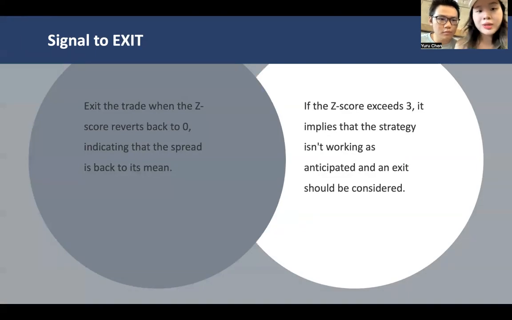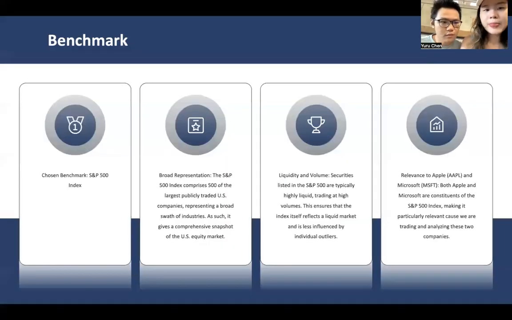So what about the signal to exit? We decide to exit the trade when the z-score goes back to 0, which indicates that the spread is going back to the mean. Also, if the spread keeps diverging further, it implies that the strategy isn't working as we anticipated, and we need to consider exiting.